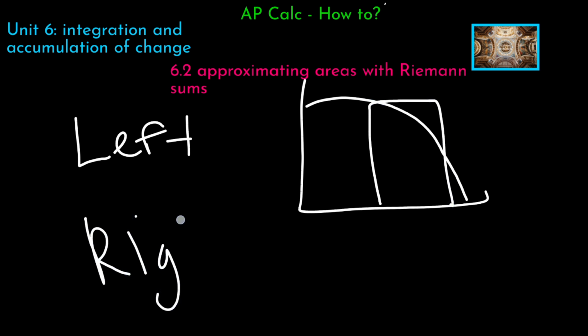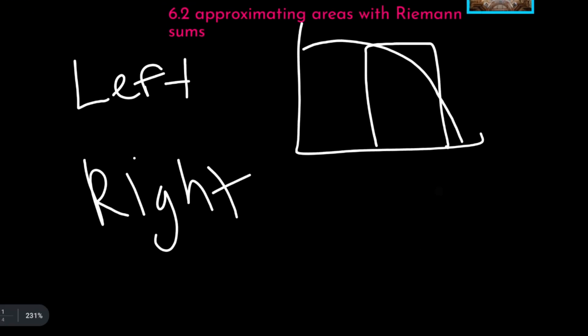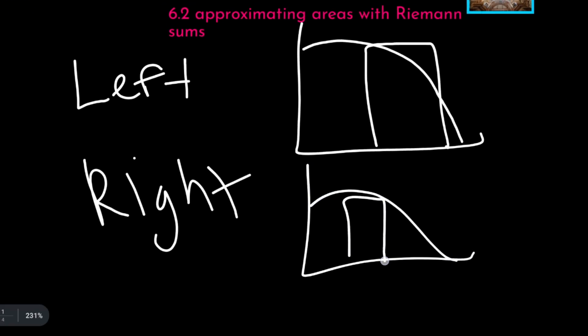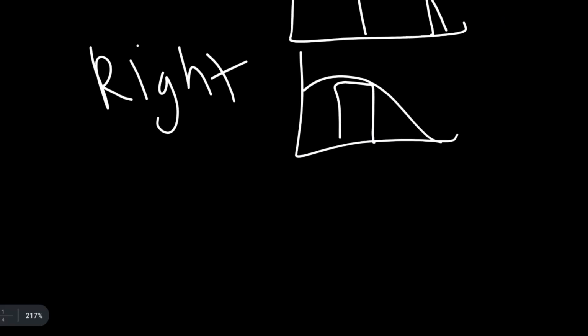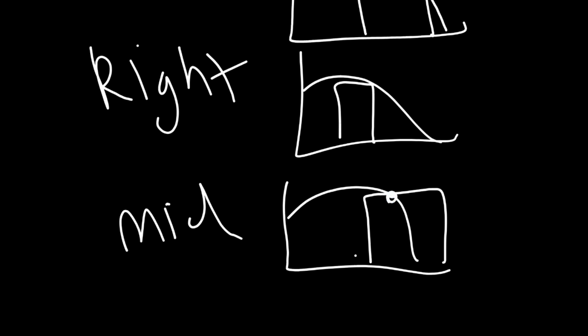Right Riemann sums, where you're going to use the right end of the rectangle. And then midpoint Riemann sums, which are going to look something like this. So, to solve our midpoint Riemann sums, it's usually the most accurate.